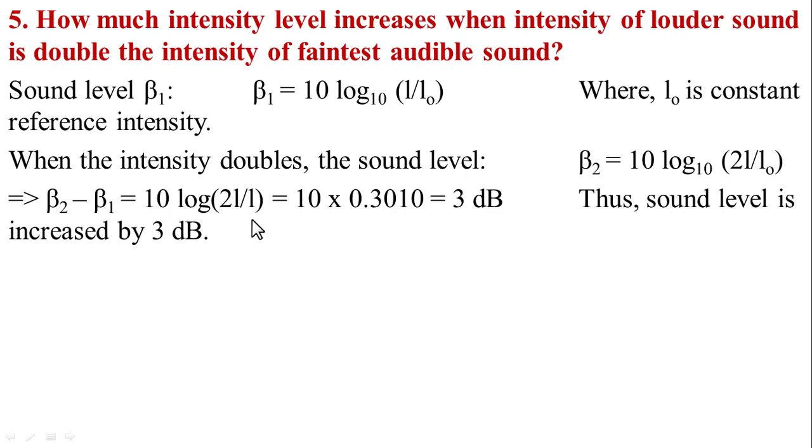So this is the difference between the two intensity levels. I cancel out I, then 10 log of 2. Taking the log of 2, that is equal to 0.3010. 10 multiplied by 0.3010 is equal to 3 decibel. Thus the sound level is increased by 3 decibel.